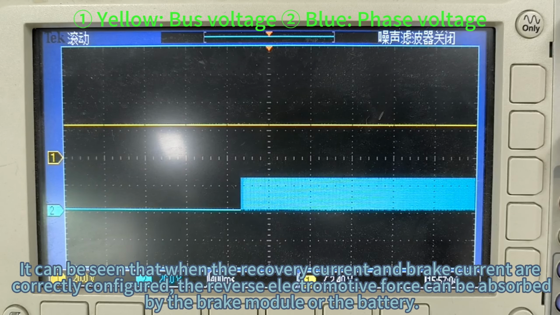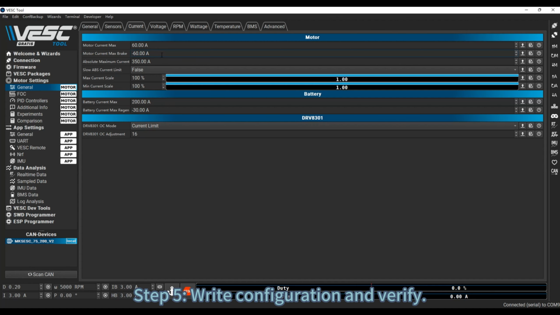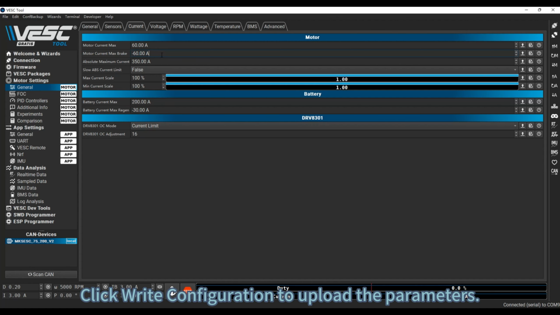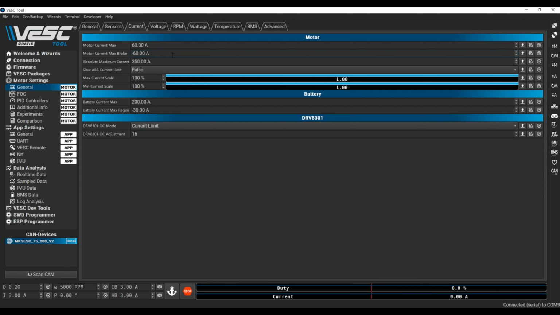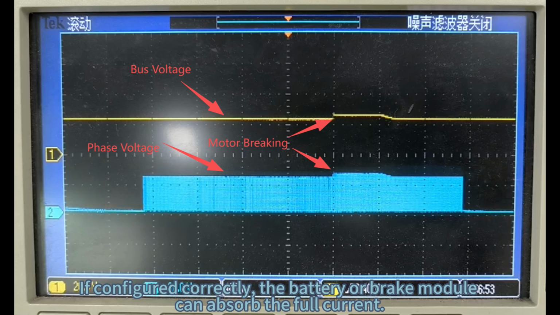Step 3. Set motor current max brake. It is usually set to 1 to 2 times the regenerative current, and the maximum value shall not exceed the motor operating current. Step 4. Configure the brake module or bleeder resistor. If the power of the brake module is too small, it will not be able to absorb all the current. Step 5. Write configuration and verify. Click Write configuration to upload the parameters. Then, perform a no-load test, and monitor the voltage changes using a host computer or oscilloscope. If configured correctly, the battery or brake module can absorb the full current.